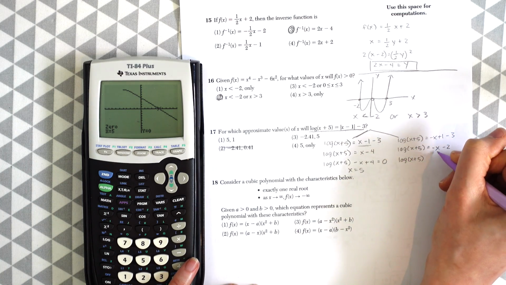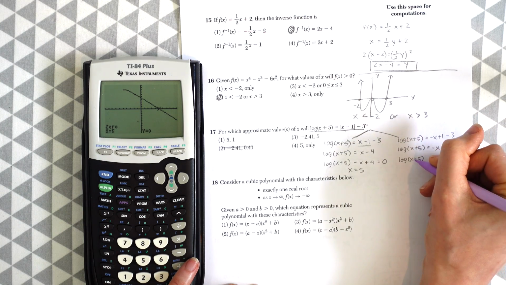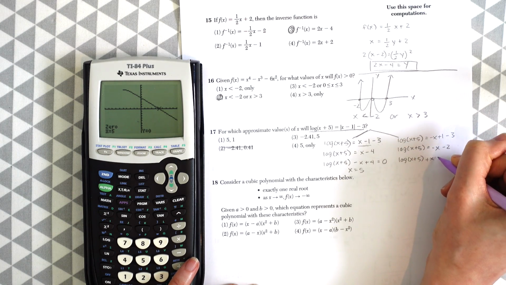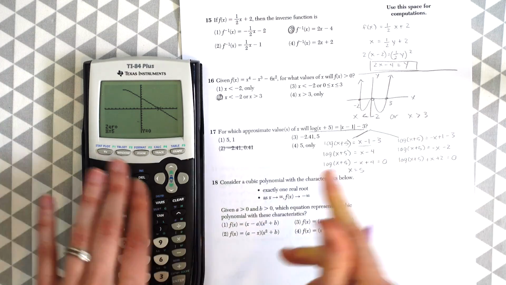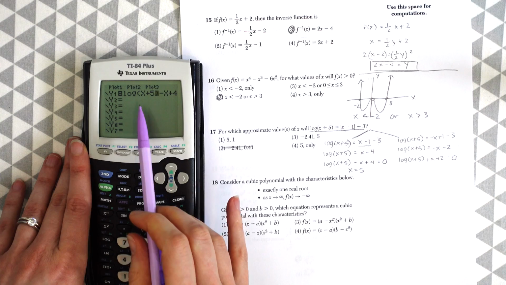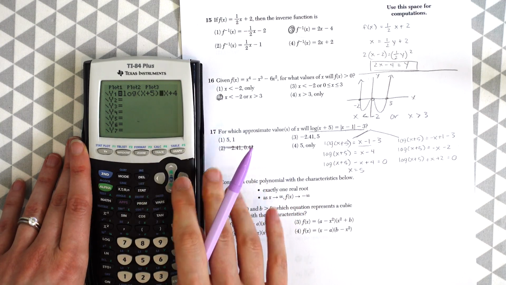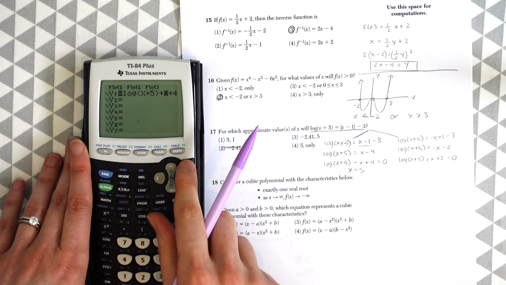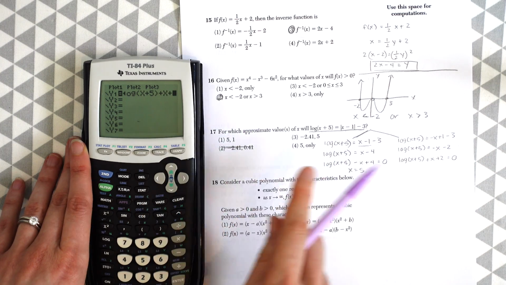So now we're just going to bring it over so we can plug it into our calculator. So we get log of x plus 5 plus x plus 2 equal to 0. So now we just have to adjust what we have plugged in here. So we have log of x plus 5, and now instead of minus x, we have plus x, and then plus 2.